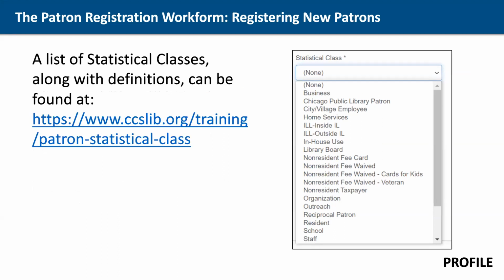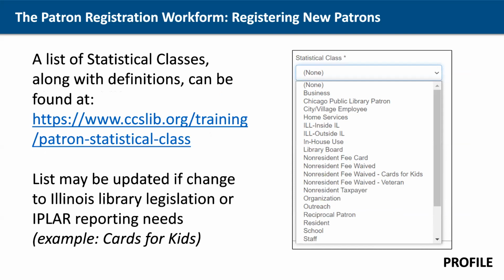So we do have a list of these statistical classes along with brief definitions on our website under the How to Patron Registration section. And another thing to know about this list is that it may change if there are updates to Illinois library legislation, because chances are this is also going to change and result in changes to IPLAR reports. So like we've seen this recently in the past year or so with the Cards for Kids Act.